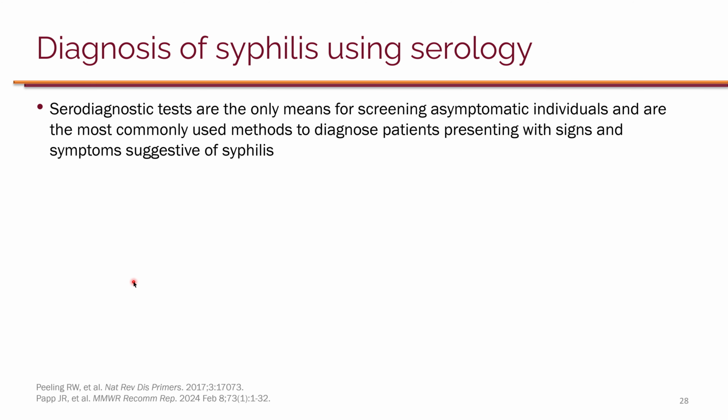Diagnosis of syphilis is primarily based on serology. We do not have a nucleic acid amplification test available on the market. Therefore, we have to rely on serodiagnostic tests. In general, we can divide these serology tests into two categories.